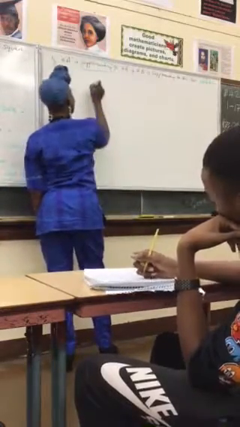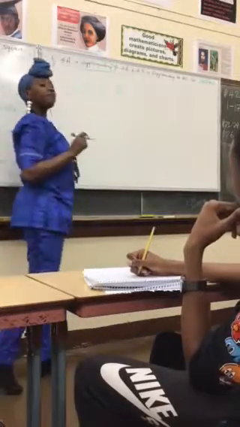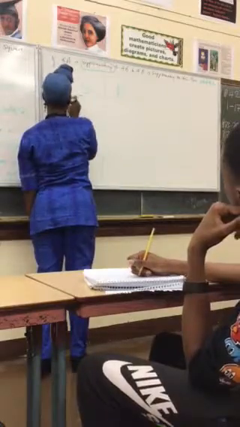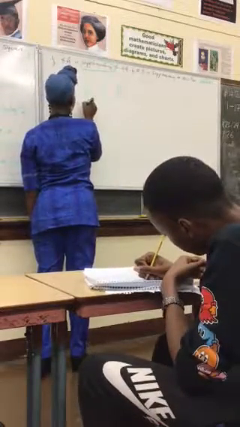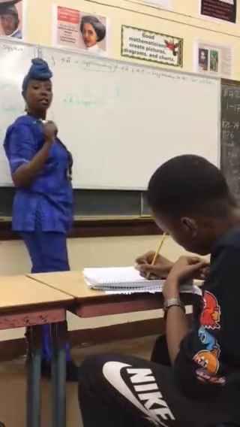Statement, reason. So the first thing we start with is the information we were given. Angle A is supplementary to angle B. And the reason why we know this is because it was given.